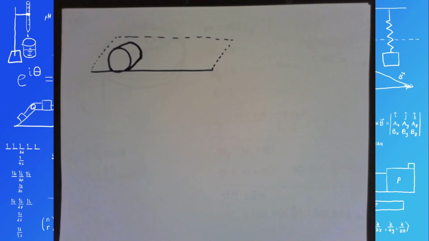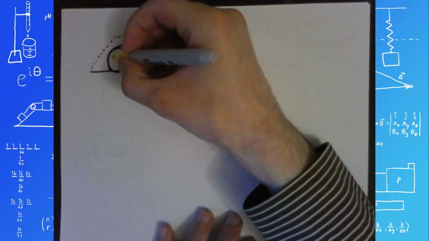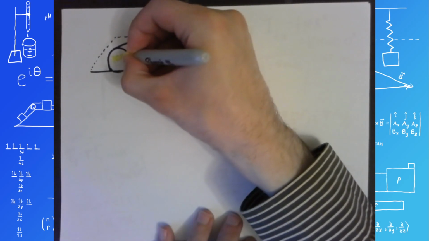So they said it's 10 kilograms. They just mentioned its mass, but they didn't mention its radius. So I'm going to guess that's not going to matter. Just a hunch. All we know about it is that it has a mass of 10 kilograms.